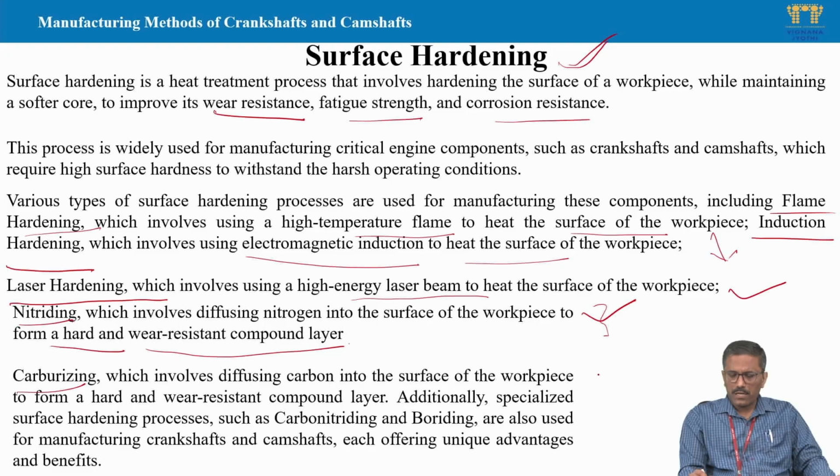The next surface hardening process is carburizing process. Here we diffuse the carbon element onto the surface of the crankshaft, so that we improve the hardness as well as wear resistance of the component. Along with that, we also combine both carburizing and nitriding processes, which we call carbonitriding process, so that we get the combined effect on the component. Sometimes we also use boriding process to improve the surface characteristics such as hardness, wear resistance, etc.